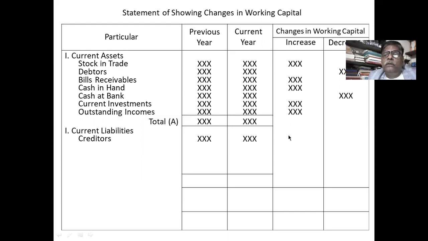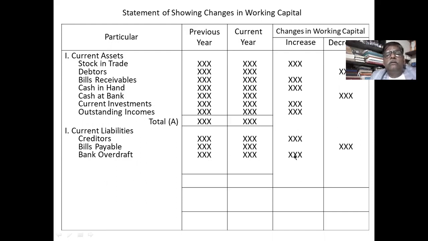This is very important. So I recorded the amount in the increase column. It indicates that creditor decreased. Okay. Bills payable. Current year, previous year, take, and then I recorded in the decrease column. It indicates that bills payable increased. Difference you write.